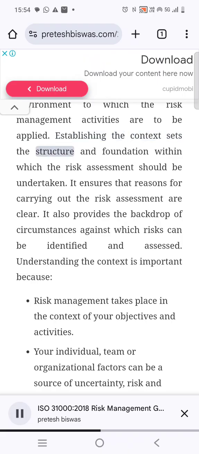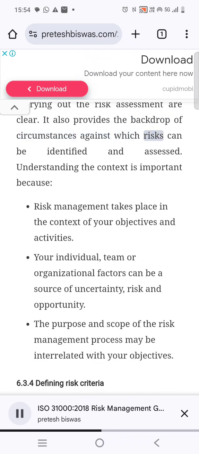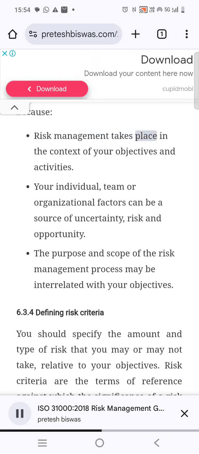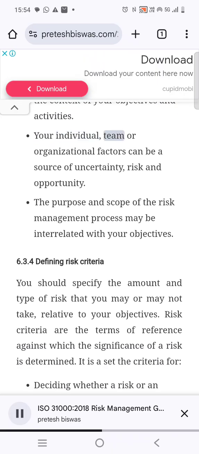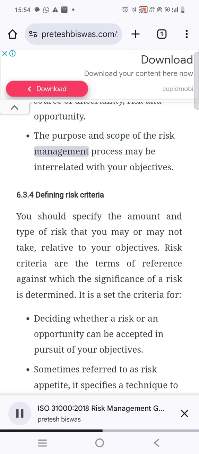Establishing the context sets the structure and foundation within which the risk assessment should be undertaken. It ensures that reasons for carrying out the risk assessment are clear. It also provides the backdrop of circumstances against which risks can be identified and assessed. Understanding the context is important because risk management takes place in the context of your objectives and activities. Your individual, team, or organizational factors can be a source of uncertainty, risk, and opportunity. The purpose and scope of the risk management process may be interrelated with your objectives.